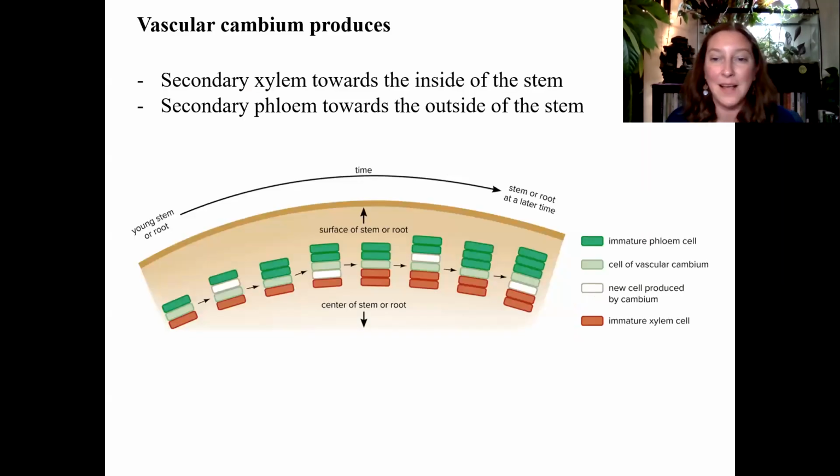All right, so this is just trying to show you the vascular cambium makes secondary xylem towards the inside of the stem, and secondary phloem towards the outside of the stem. You can see it here on this slide.